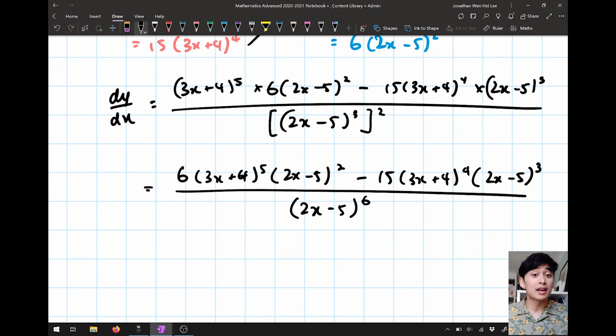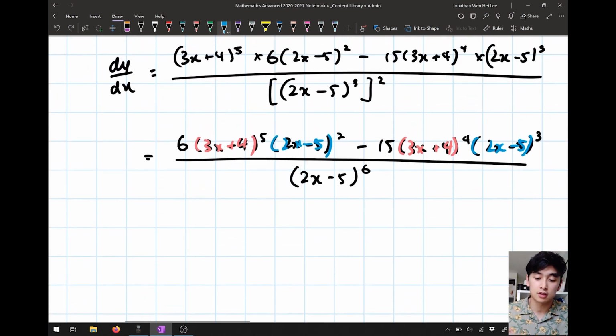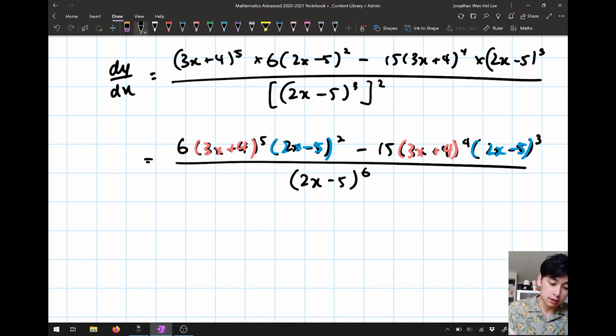Now that I've got that, notice at the top, I can actually factorize out a few common terms. In both of my terms, I've got 3x + 4, but with different powers of it. We've also got this 2x - 5. So I can take out a common term, taking the smallest power of each. Also we've got a 6 and a 5, which means I can common factor out a 3 as well. So I'm going to take out 3(3x + 4) to the power 4, times (2x - 5), the lowest power of that is squared. So what am I left with?